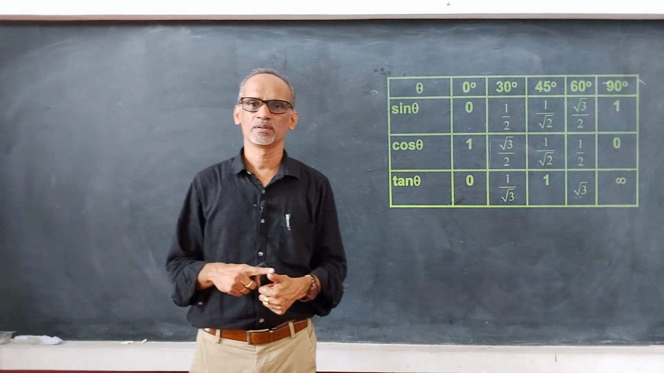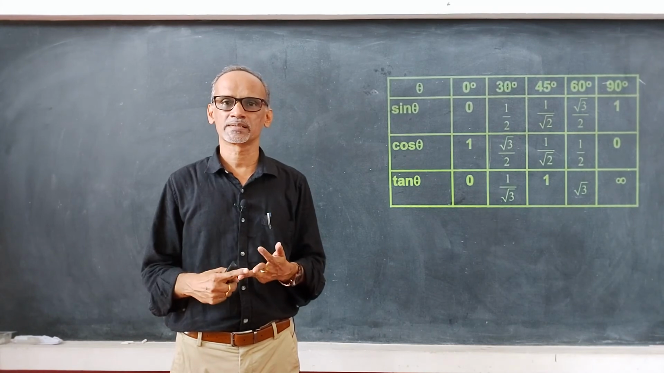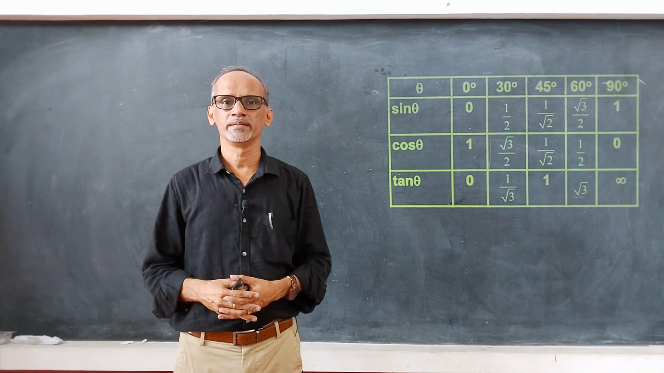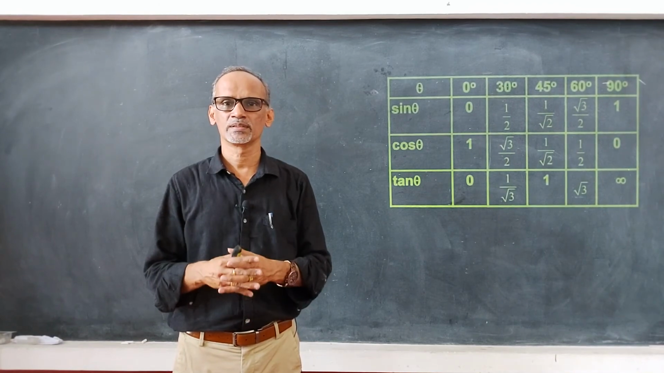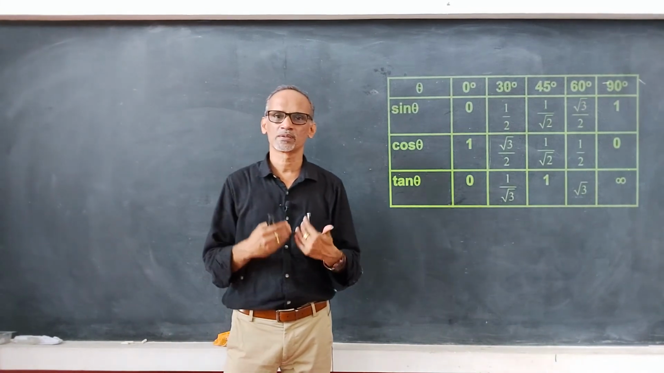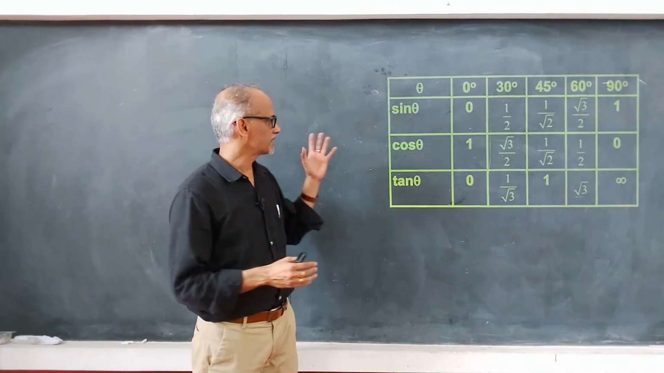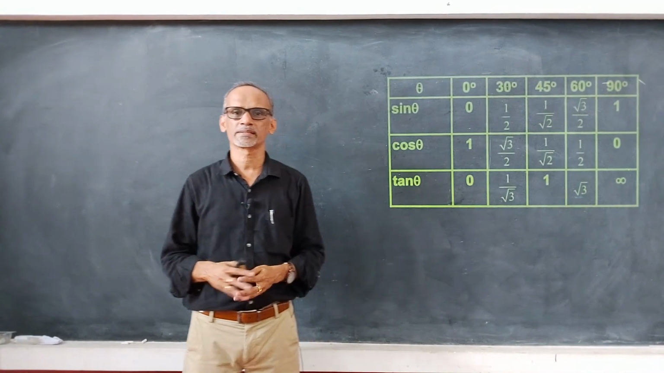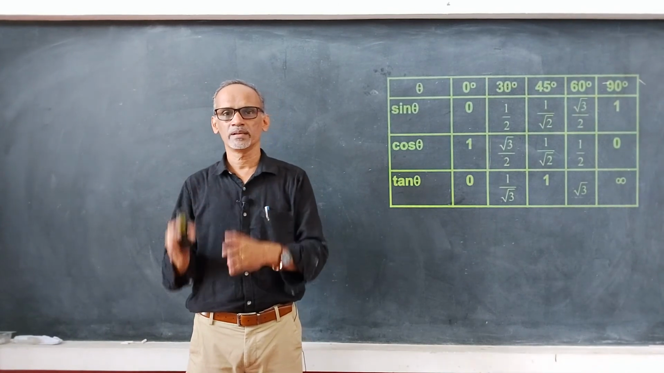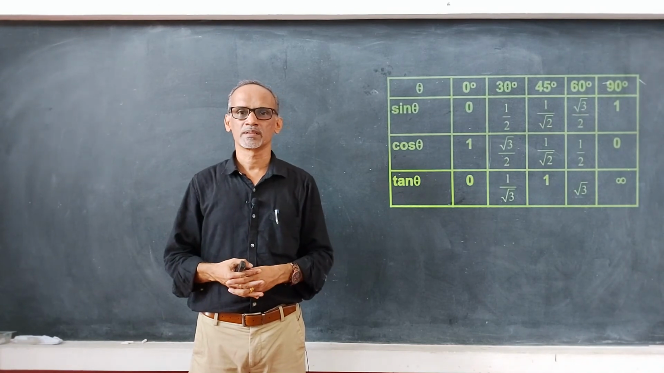So tan 0, 0. Tan 30, 1 by root 3. Tan 45, 1. Tan 60, root 3. Then tan 90, it's infinity. Understood this? So these are the standard values. Just repeat them again and again, only then will you be able to remember this table. It is very useful, and you will be learning more about all these angles in mathematics. And I have taught you what is needed in physics, based on the mathematical concept point of view.